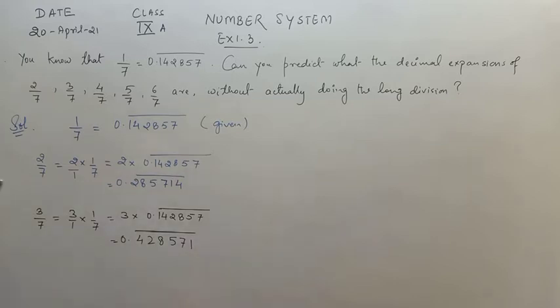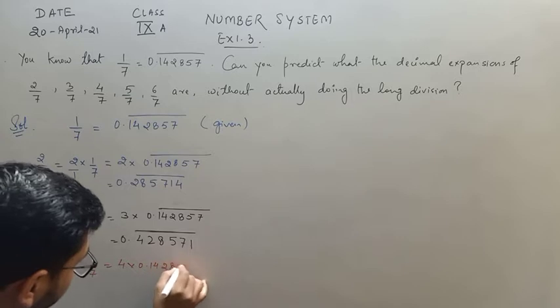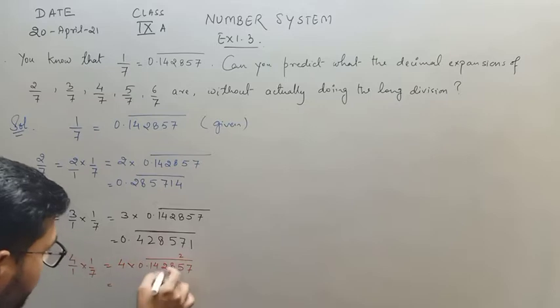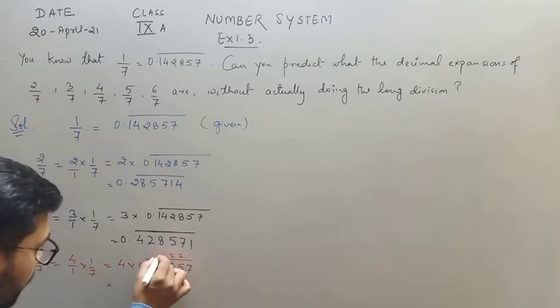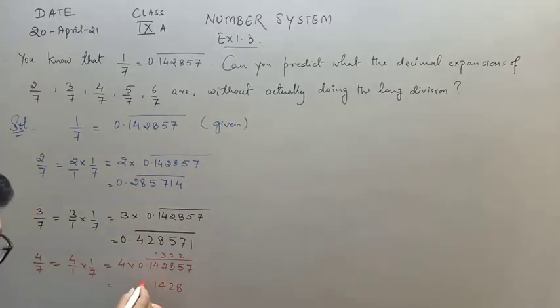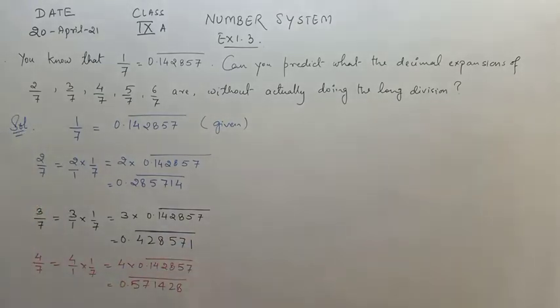Similarly, you can get the value of 4 upon 7, which can be written as 4 upon 1 into 1 upon 7, which is equal to 4 into 0.142857. So 4 sevens are 28, 4 fives are 20 plus 2, 22, 4 eights are 32, so 34, 4 twos are 8, 9, 10, 11, 4 fours are 16, 1 is 17, 4 ones are 4, 1 is 5. So 0.571428. This is the decimal expansion of 4 upon 7. I think this thing is also clear to you all.